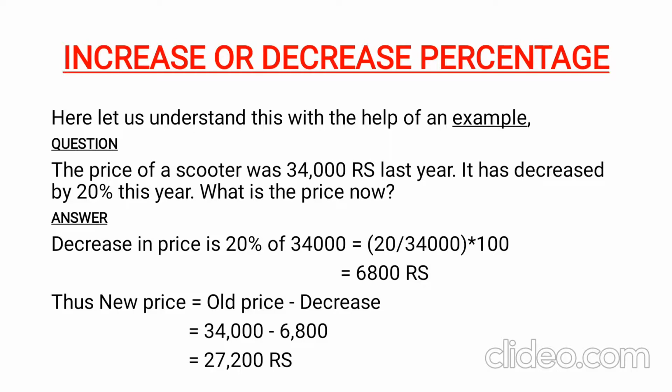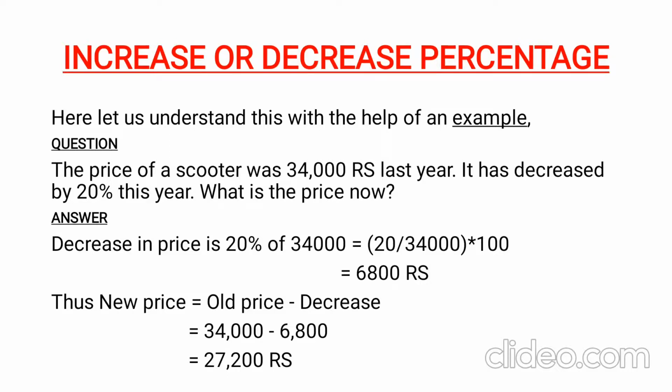And so the decreased price of 20% of 34,000 rupees will be 20/100 into 34,000, that is 6,800 rupees. Thus the new price of the scooter will be old price minus decreased price, that is 34,000 minus 6,800 rupees, and it gives us the value as 27,200 rupees.